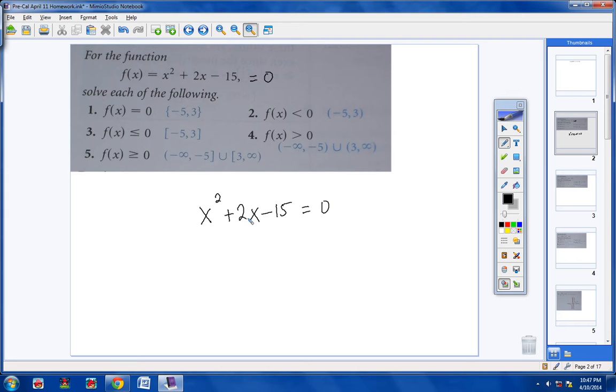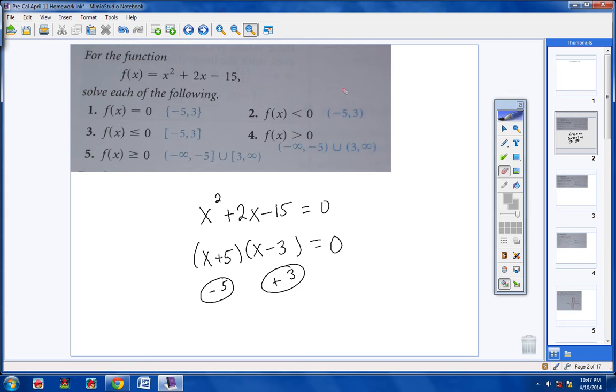Okay, if we want to solve an equation like this, we should know by now that we're going to try to factor, and factoring is definitely something we can do here. x plus 5, x minus 3. 5 times negative 3 is negative 15, and when you combine those you get positive 2x. So negative 5 makes this parentheses equal 0, and a positive 3 makes this parentheses equal 0. So there, number one was pretty easy. They just wanted us to solve the equation for 0.